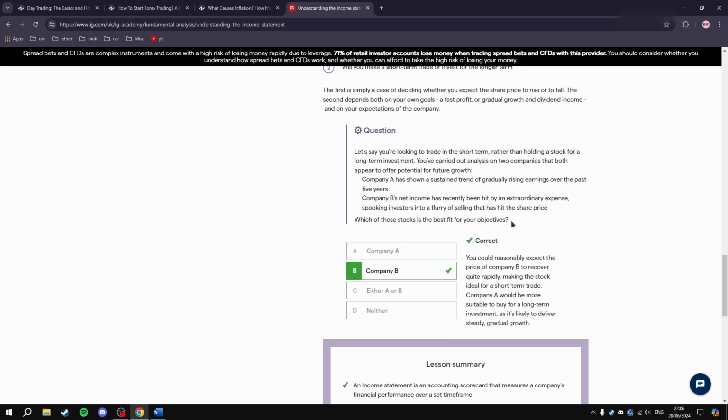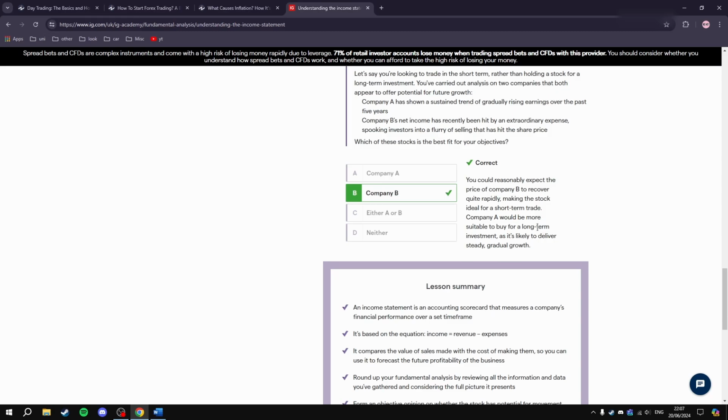You could reasonably expect the price of Company B to recover quite rapidly, making the stock ideal for short-term trades. Company A will be more suitable to buy for a long-term investment as it's likely to deliver steady, gradual growth. Oh, never mind, you don't go short on Company B. So you expected it to recover quite rapidly. Right, okay. Let's do a summary then.